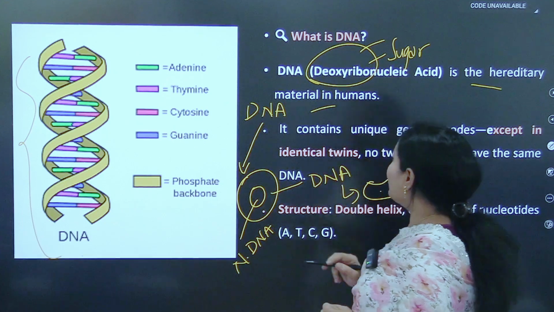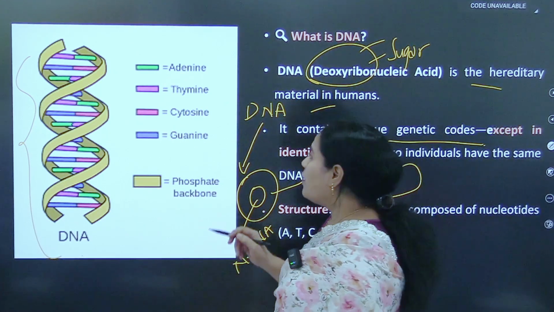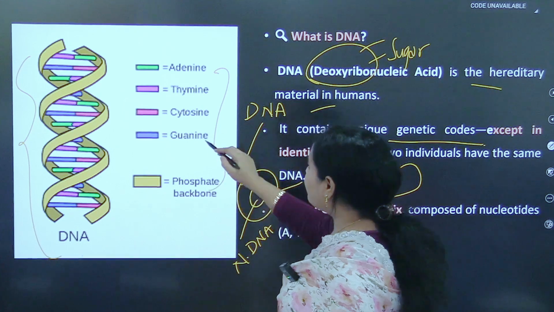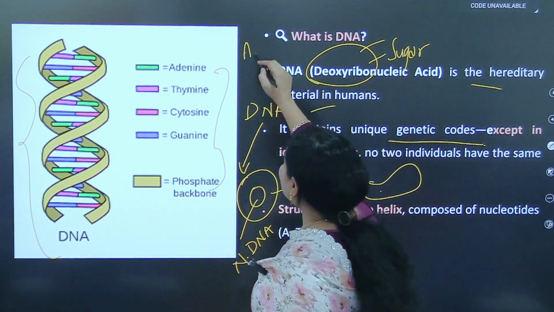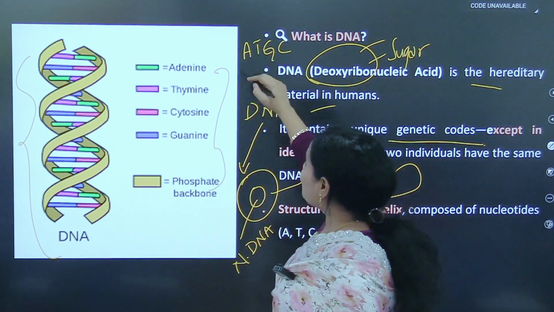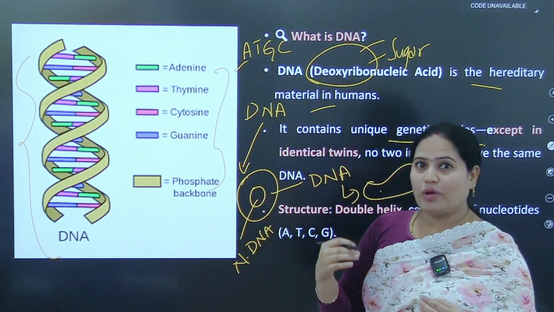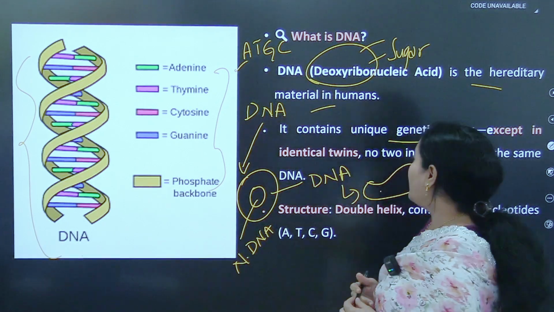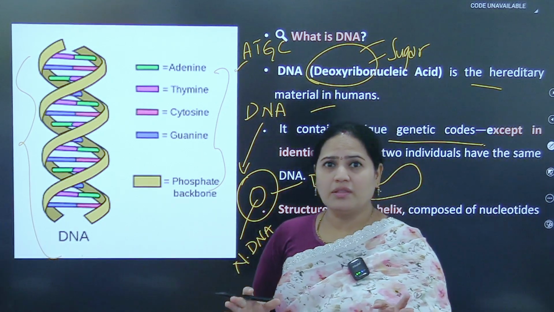This DNA contains very unique genetic codes which are embedded in the form of codes. Those codes are made up of nitrogenous bases, which are none other than A, T, G, C, where A stands for adenine, T stands for thymine, G stands for guanine, and C stands for cytosine. These genetic codes are different for every individual in the human world.